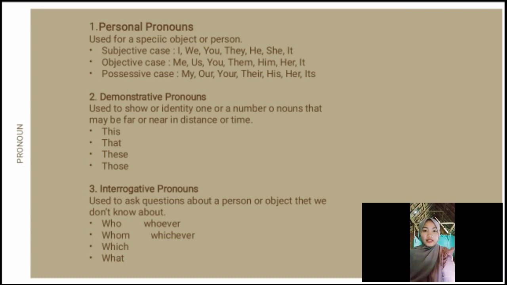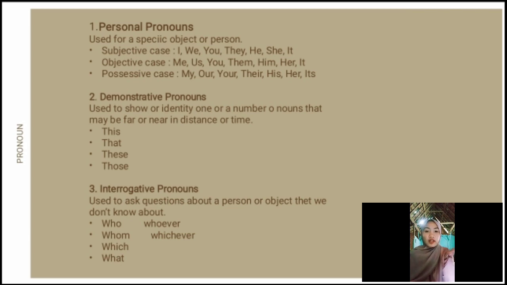And then demonstrative pronouns. Demonstrative pronouns are used to show one or a number of nouns that might be far or near in distance or time. This, that, these, and those. For example, this is my bicycle.